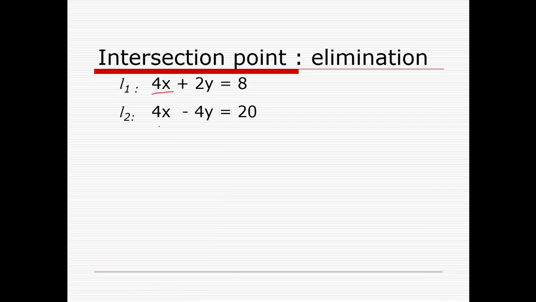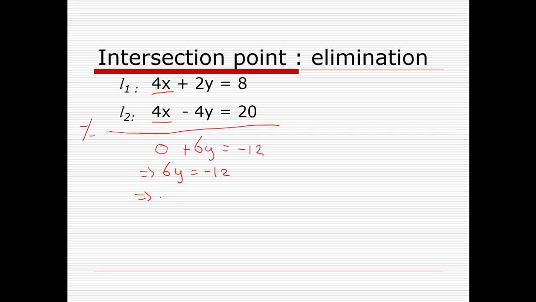In this situation you see 4x in both equations. So the easiest way to remove one of the variables is just to subtract the two lines. Then 4x minus 4x becomes 0, 2y minus 4y becomes -2y... and 8 minus 20 becomes -12. So this means that 6y equals -12, and so y equals -2.